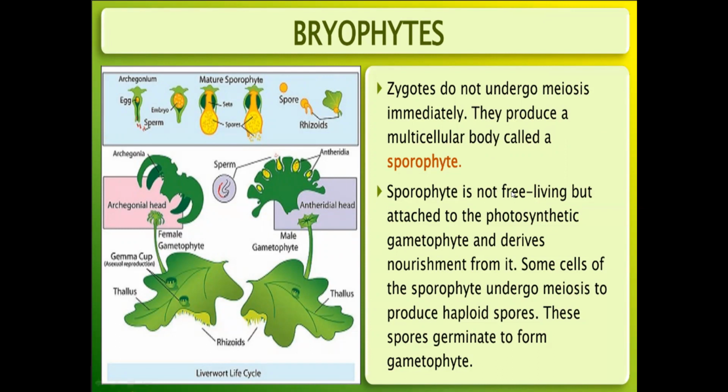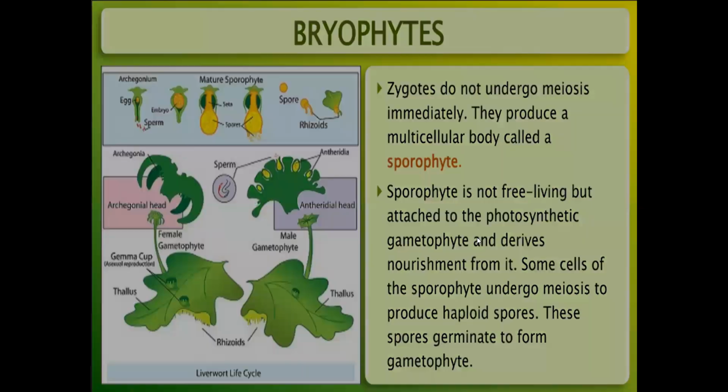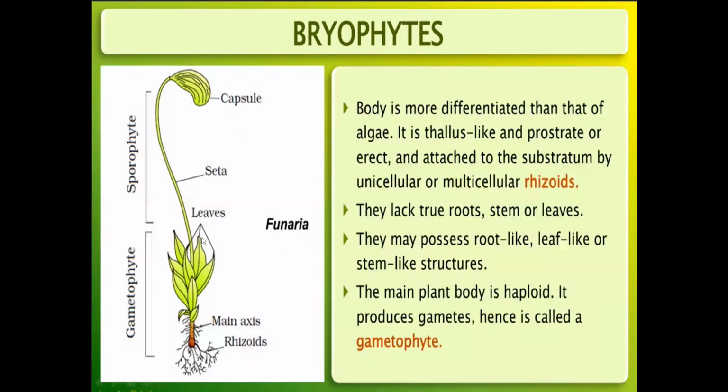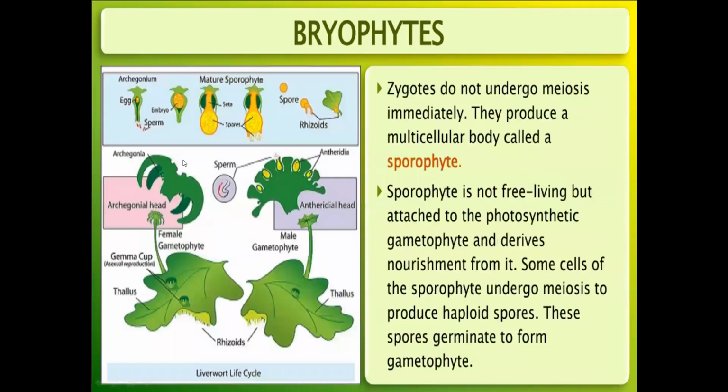So the sporophyte is not free living but attached to a photosynthetic gametophyte. Okay, sporophyte is not free living; it is attached to the gametophyte. Here you can see gametophyte, and this is the sporophyte. The gametophyte will be single N, meaning a single set of chromosomes. This one will have a double set of chromosomes. So it derives nourishment from the gametophyte. The sporophyte will take nourishment from the gametophyte.